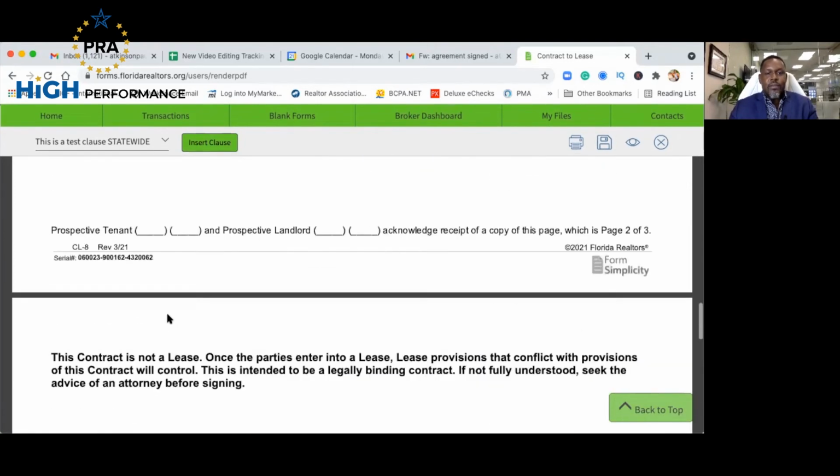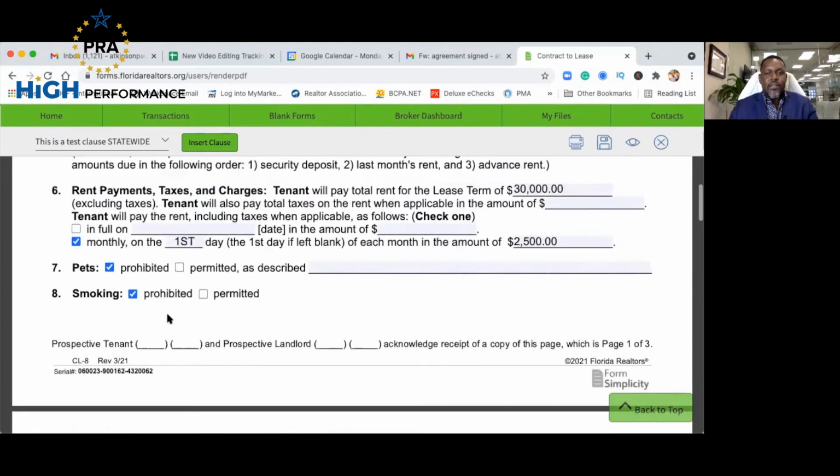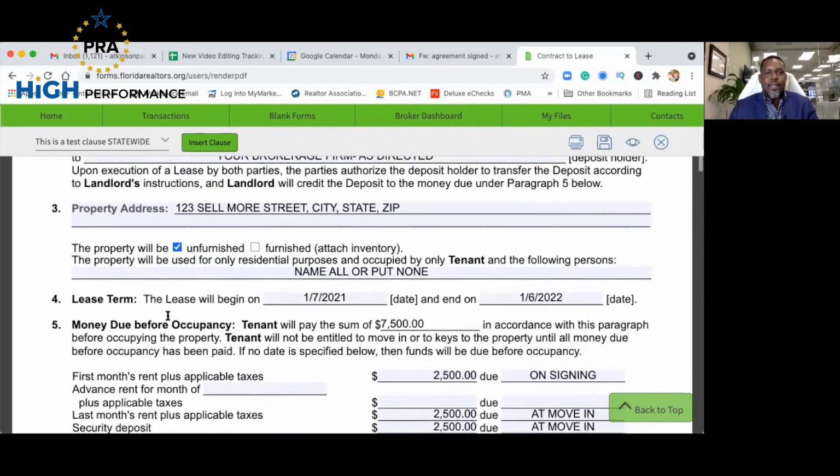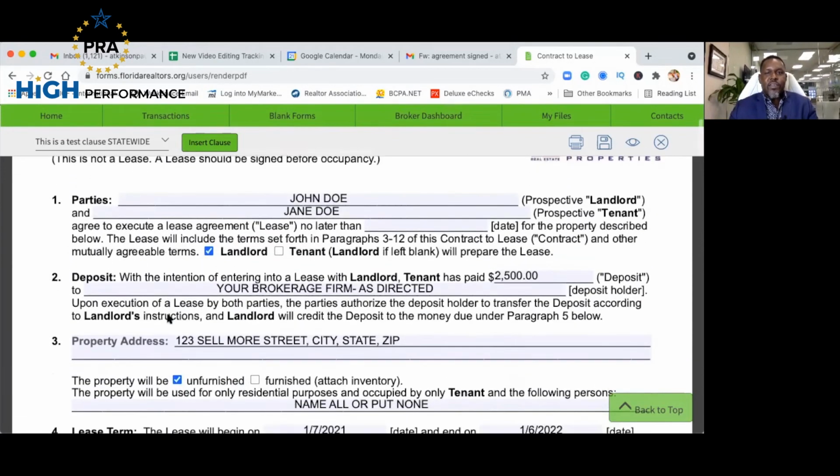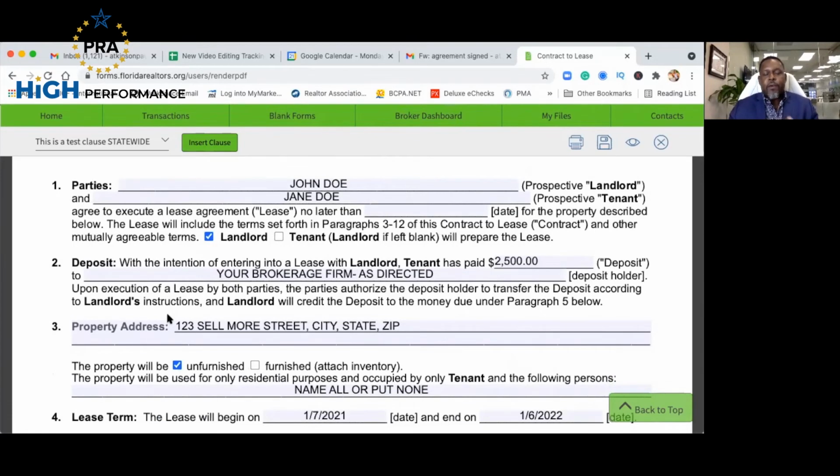Short and sweet. 2 pages. Contract to enter into a lease. You get this thing initialized. This is how you make your offer for a rental product or rental deal, so to speak.